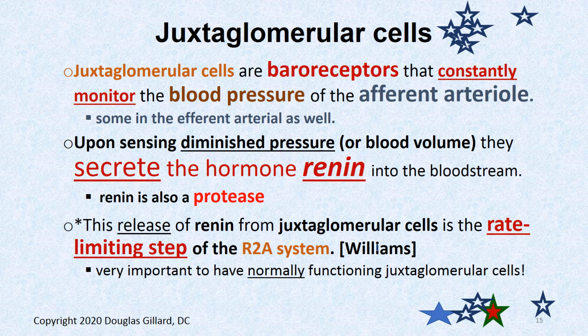But the release of renin is the rate limiting step. So how fast can you make angiotensin II? Or how fast can you make renin, or any member of the system? Well, this is the bottleneck right here. This is the rate limiting step. So the production of renin is the rate limiting step. So the juxtaglomerular cells are actually the rate limiting part of the renin, angiotensin II, aldosterone system. Isn't that interesting?